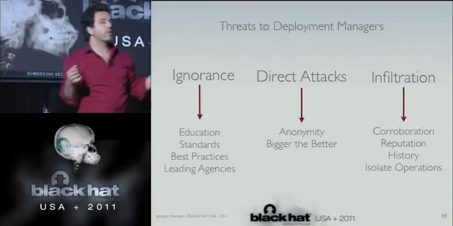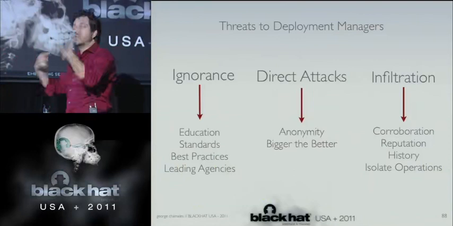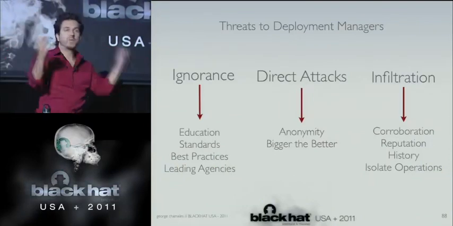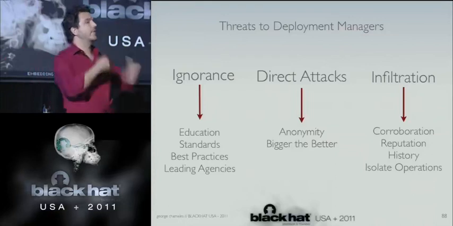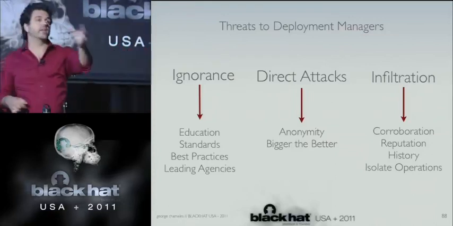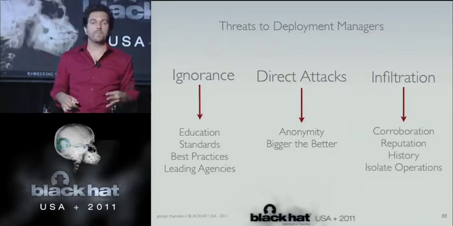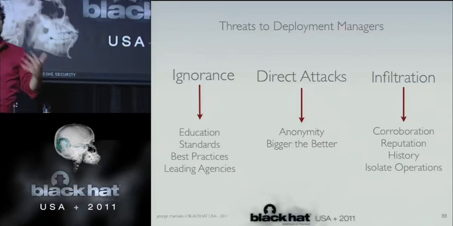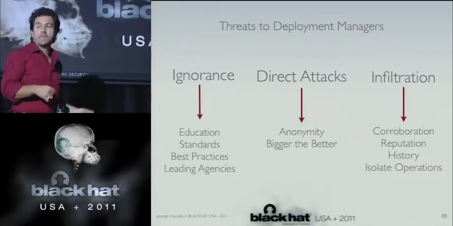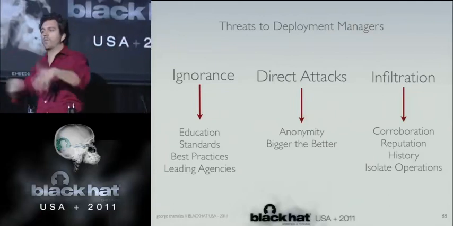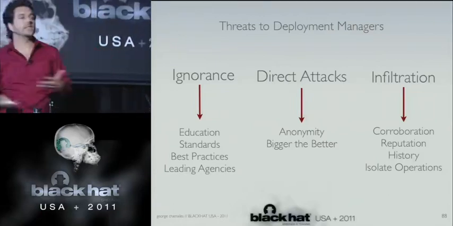So for a quick summary of what we're worried about for threats to the deployment managers, to the people on the ground, we've got a couple of things. Ignorance. People don't know what they're getting into. Hopefully standards and best practices will deal with that. Direct attacks. Like you said, anonymity. If people can't find them, that can be useful. And then the bigger you are, the less likely that a direct attack is going to have a significant impact on you. And finally, infiltration. We've got this beginning concept of corroboration, reputation, history, and isolation of operations.